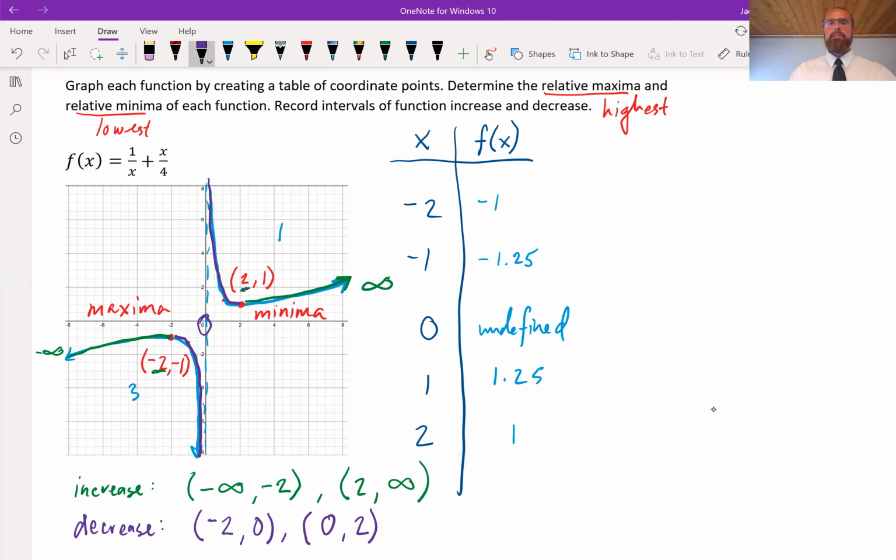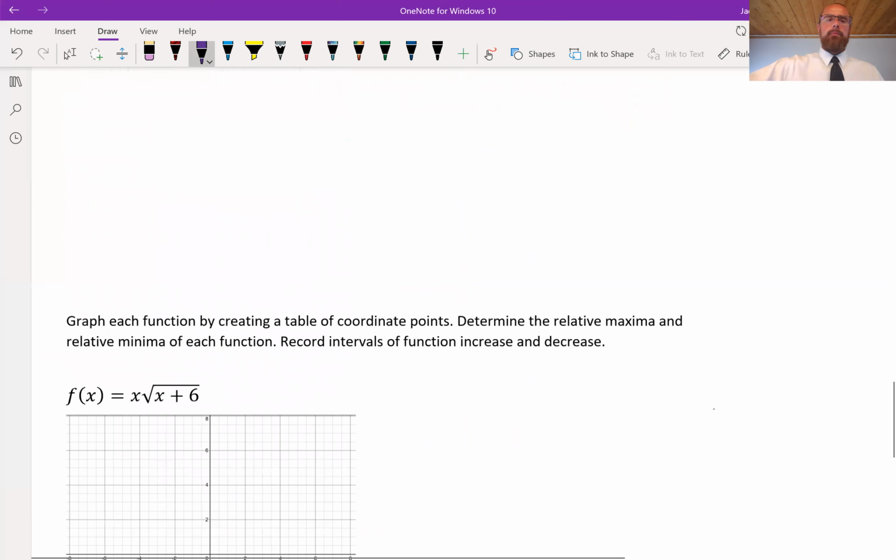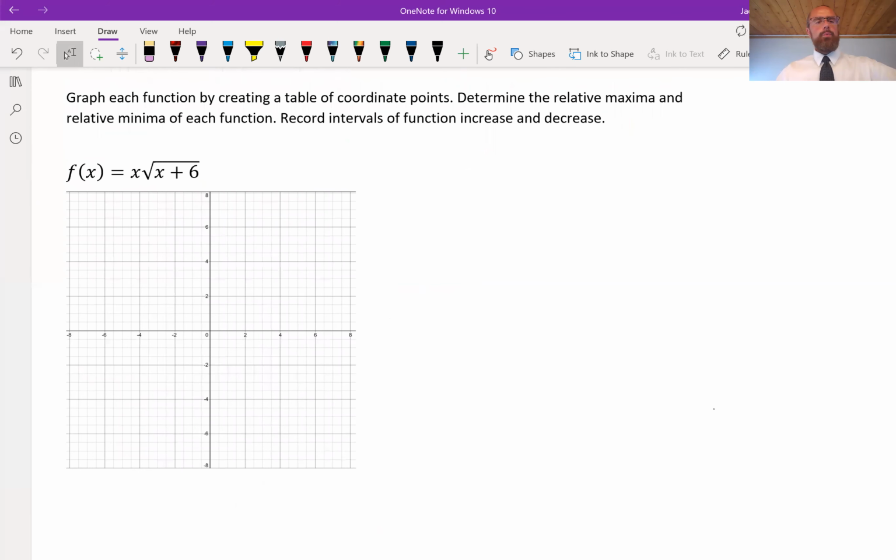And that completes the analysis for intervals of increase and decrease on this function 1/x plus x/4. Let's see one final example. So this function involves a square root. This function is x times the square root of x plus 6. We'll begin by creating our table of values.